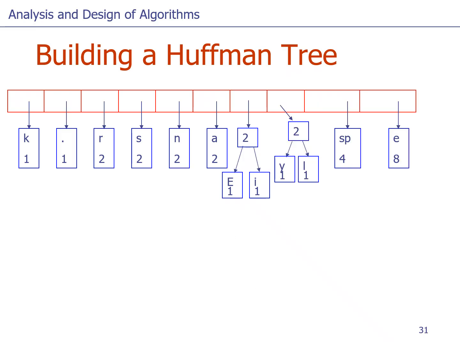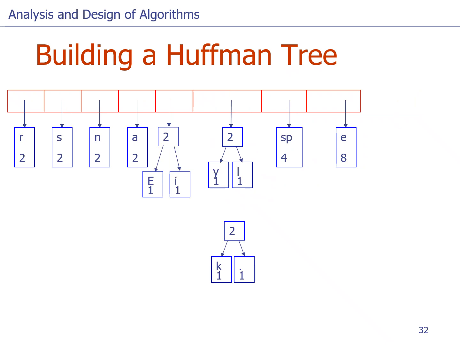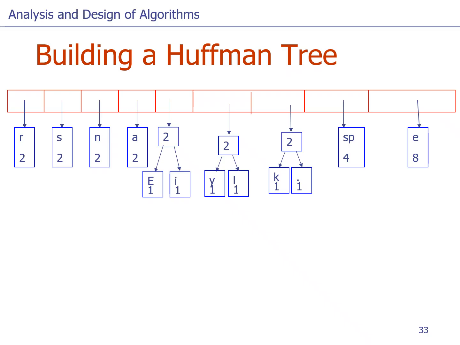This is the picture now with the 2 small trees I've created inserted into the priority queue, and notice that they are being inserted in the right location. If you look at the front of the priority queue, I still have the k and dot with frequency 1, and these are the ones I'm going to get out now when I dequeue 2 more. As you see, I've dequeued the K and the dot. I create a parent for them with the sum of the frequencies, and again I'm going to enqueue it in the priority queue. So this is the picture now with the K and the dot with their parent enqueued in the priority queue.